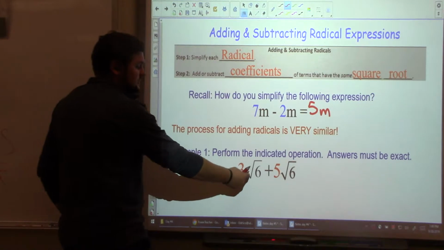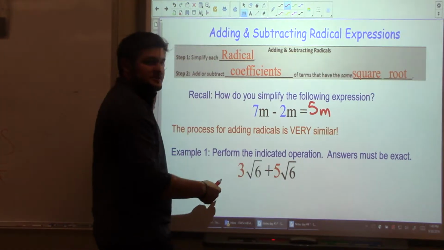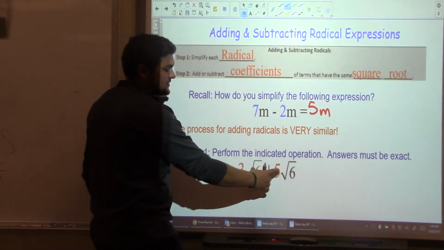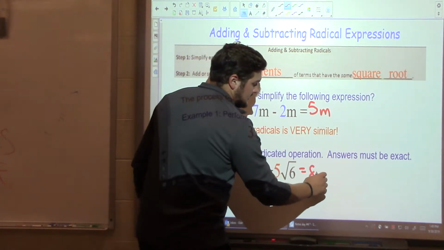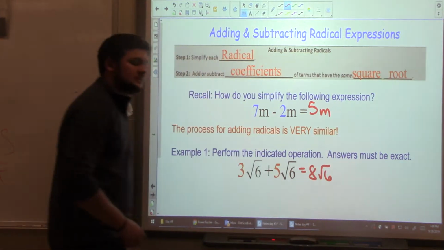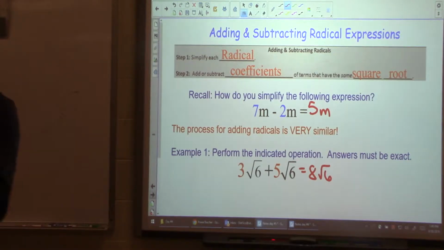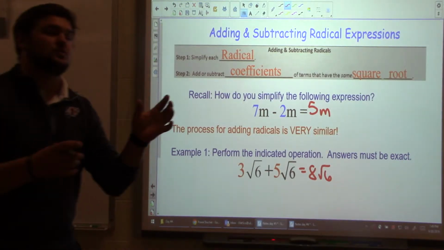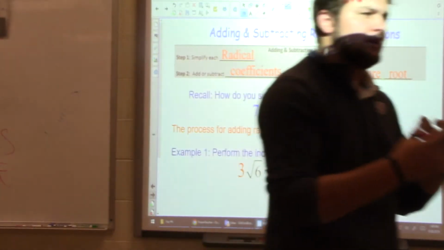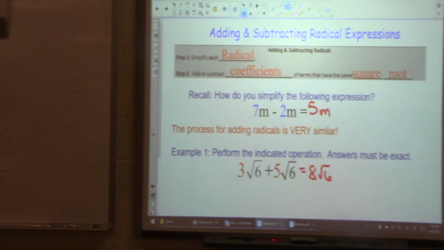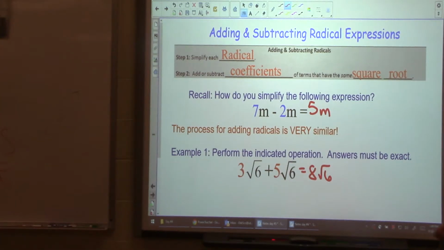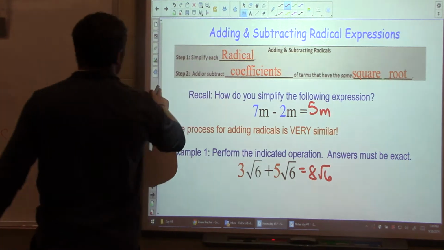So it's 3 square roots of 6 plus 5 square roots of 6. We add the coefficients because the bases are the same here: 8 square roots of 6. So it's just like thinking about variables. If they both have x, you can add or subtract them. If they both have m, you can add or subtract them. If they both have square root of 12, you can add or subtract them. Alright, so let's try some problems.